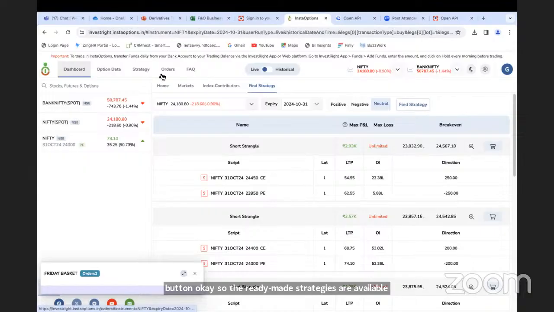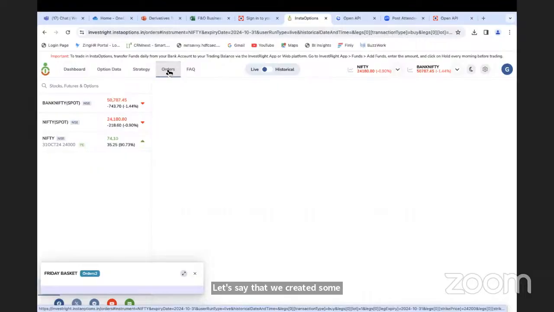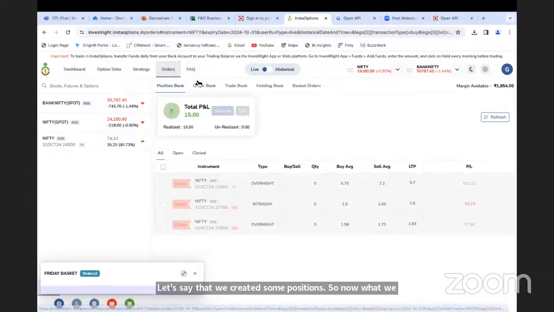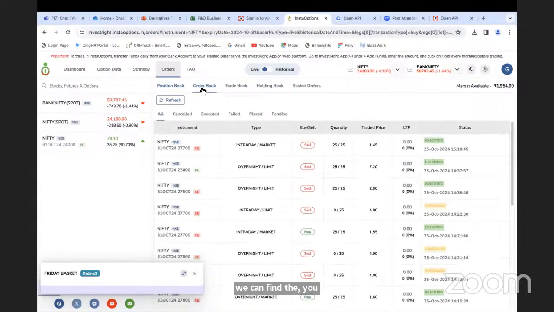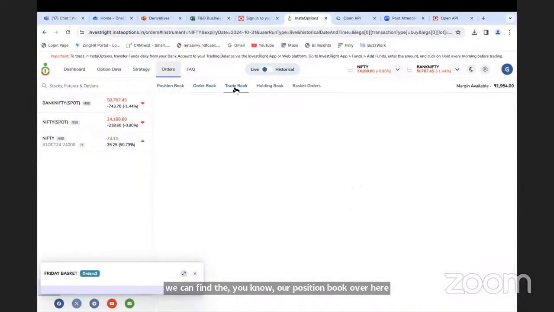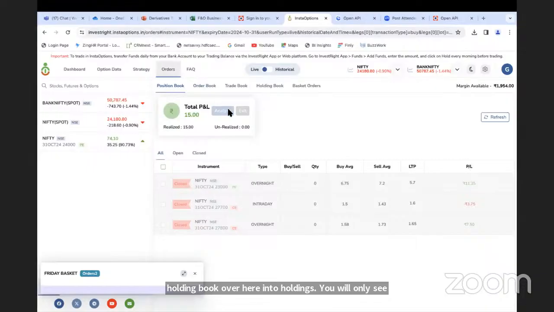Let's say that we created some positions. So now what we have to do, we can go into orders. We can find our position book over here. All right, we can see the order book over here, we can see the trade book over here, we can see the holding book over here. Into holdings, you will only see the derivative enabled stocks, you will not see only cash stocks over here. Okay, so that's how you can find the positions over here.